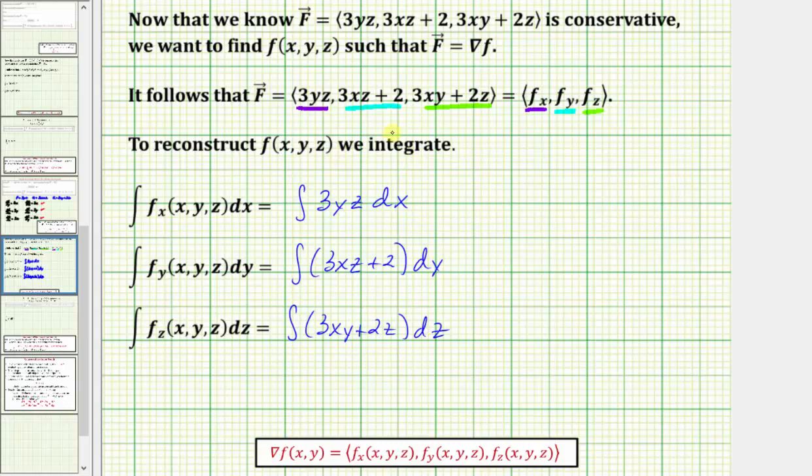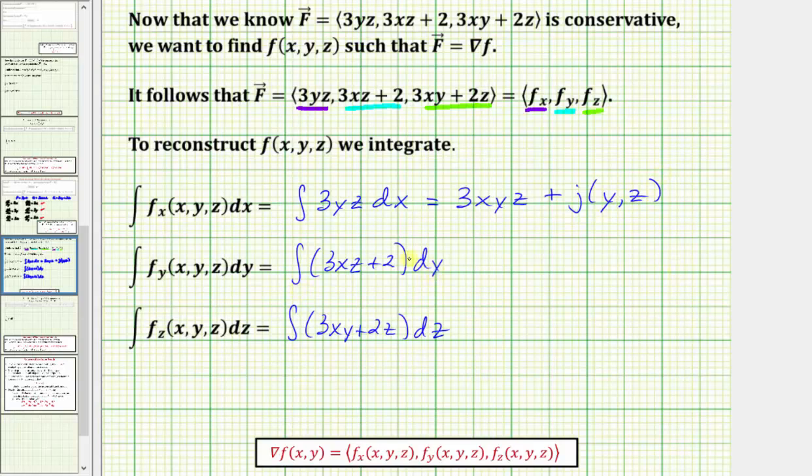So here, we integrate with respect to x, treating y and z as a constant. So we would just have 3xyz. Now this antiderivative is only recovering the x part, so we could be missing y terms and z terms, yz terms, and a constant. So let's write this as plus a function of y and z. Let's call it j of y, z.